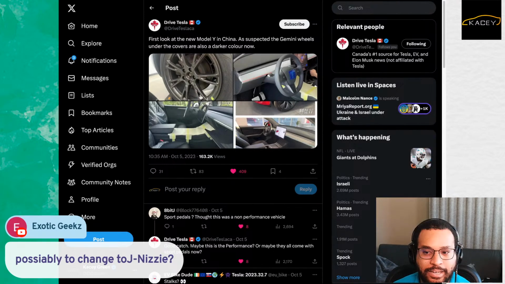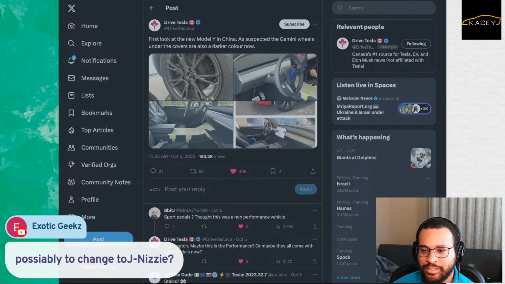And here is one in the flesh. Drive Tesla is tweeting out these pictures. First look at the Model Y in China. As expected, the Gemini wheels under the covers are a darker color now. And that was something that I pointed out. Like, man, those are much prettier than what we get.